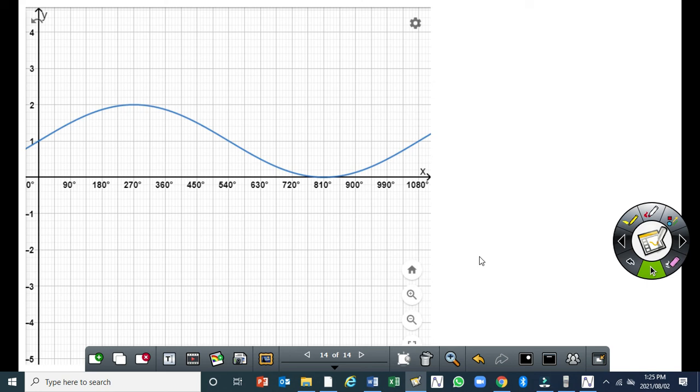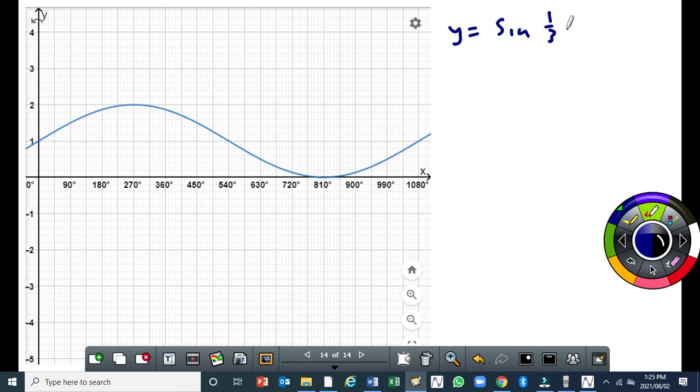So, listen. If you sketched it, you're supposed to get something like this. Okay? Did you get that? Alright. So, the equation y equal to sine 1 over 3x plus 1. Can you stop talking, please, and do me a favor? I need to carry on now.